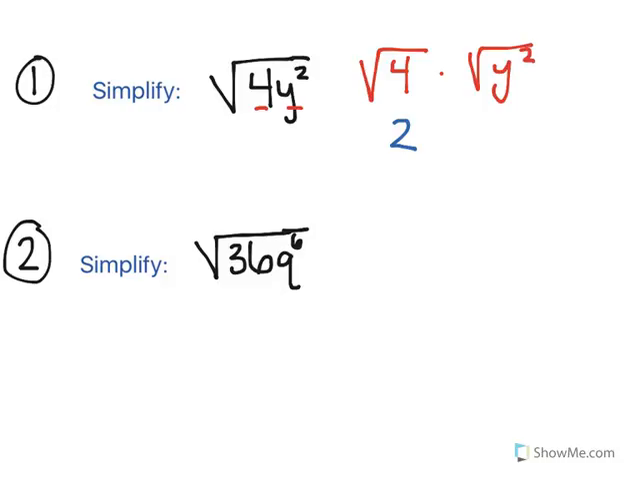Okay, well, I can break up the square root of y squared. Let's make this easy. We can do it one of two ways. I'll do both ways. So I could say this is the square root of y times y.